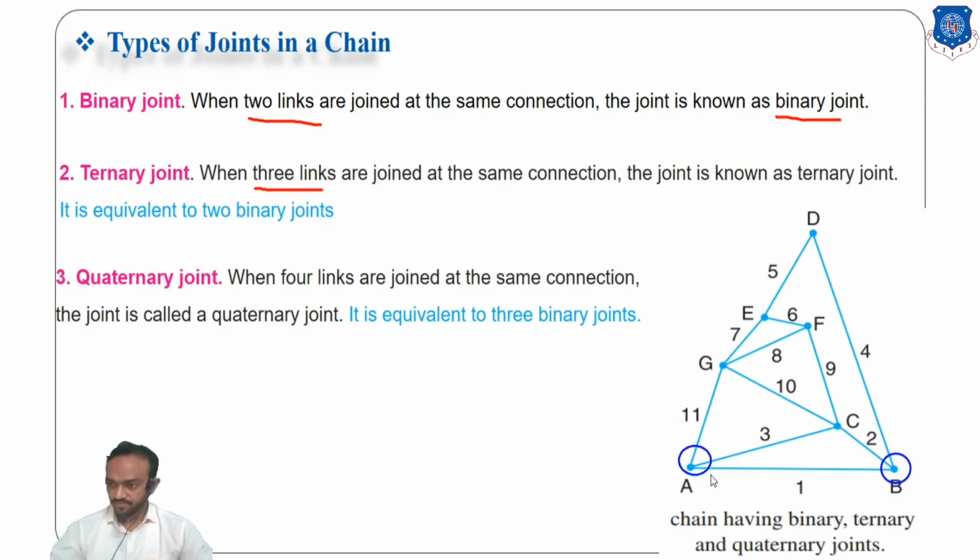Three links, three links, three links. So all these joints are known as a ternary joint because three links are connected. When we want to find which type of chain this is, we have to calculate the joints. But when there is a ternary joint, we have to count it as two binary joints. One ternary joint is equal to two binary joints.